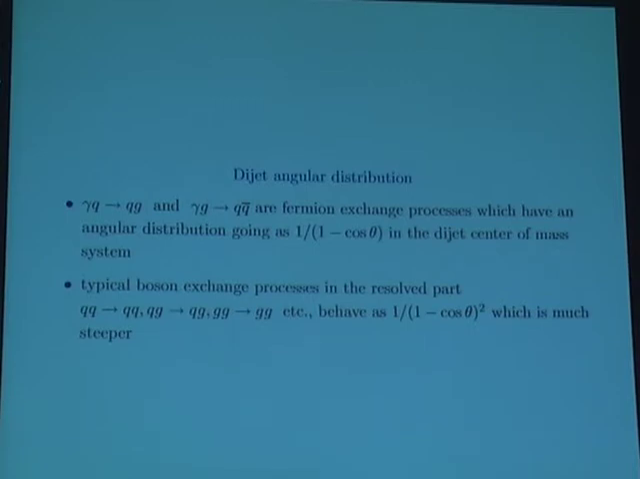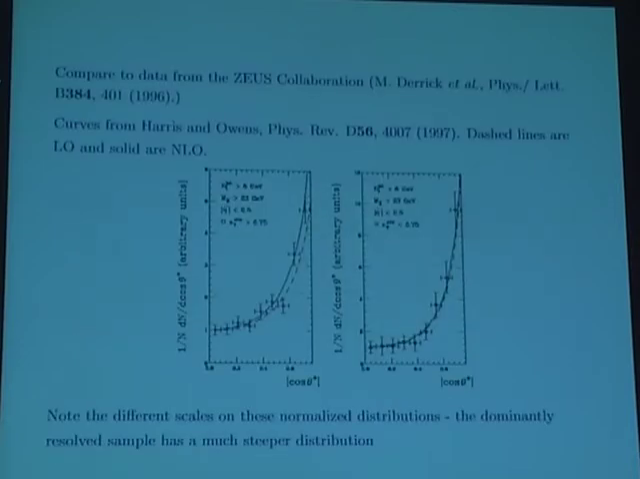The direct part should have an angular distribution for the dijet system that's 1 over 1 minus cos theta. That's analogous to the lowest order direct photon piece, whereas the typical boson exchange processes will give us 1 over 1 minus cos theta squared for the resolved part. And indeed, this is observed in the data.